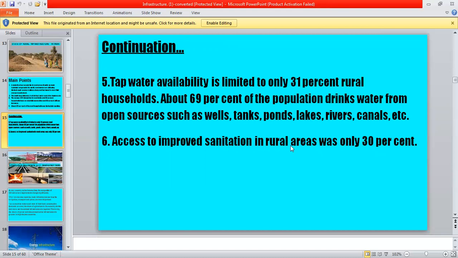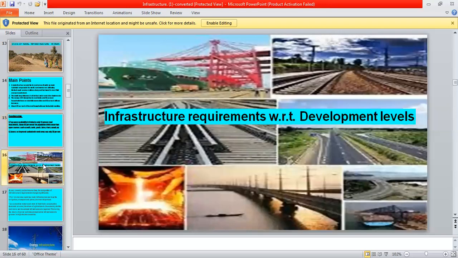When we were talking about infrastructure, we said that infrastructure does not only mean transport and communication, it means safe drinking water and better sanitation facilities. So this is the situation of rural infrastructure in India. Now, when we talk about infrastructure, what do we actually require? We require energy, we require transport, railways, roadways, waterways, etc. These are some of the requirements we have for the infrastructure sector.